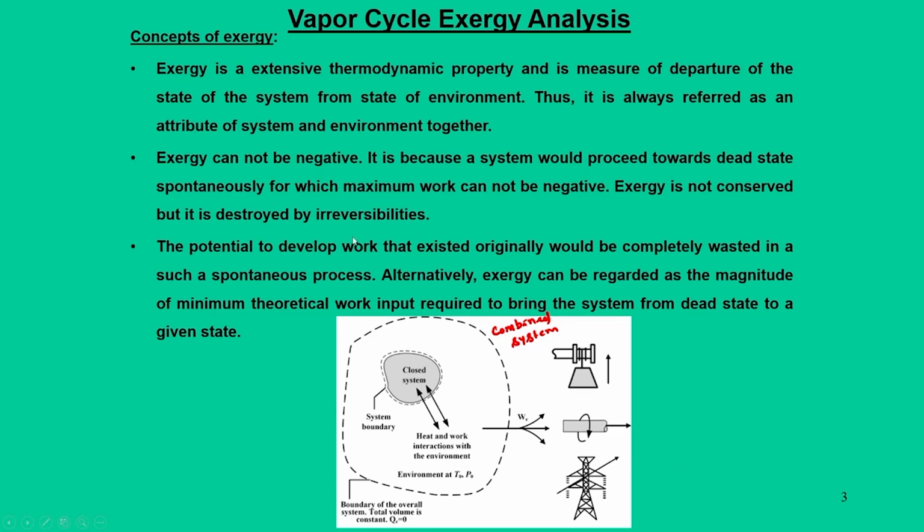So, the potential to develop work is known as the exergy. Another way we can view that is, if a dead state can reach the system state, then we regard this minimum theoretical work as its work potential to bring the dead state to a given state. So, this concept leads to finding the work potential of a given system.